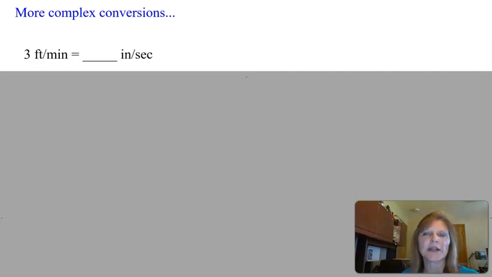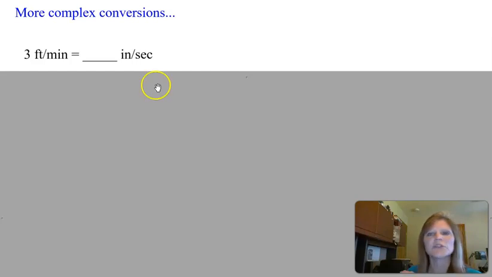Here we're going to take a look at a few more complex conversions. They're a little more complex because they're going to require multiple conversion factors, okay? And we're going to have maybe two parts that we're working with. So the first one I have here is changing feet per minute, that's what that slash means, feet per minute, into inches per second. So we're changing both things. We're changing the length measurement as well as the time measurement.